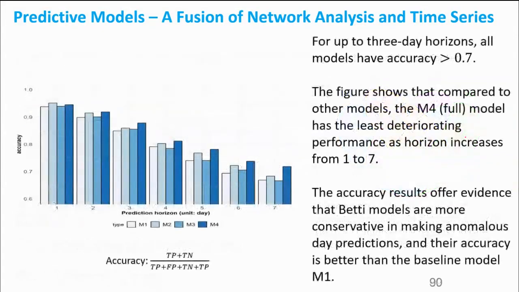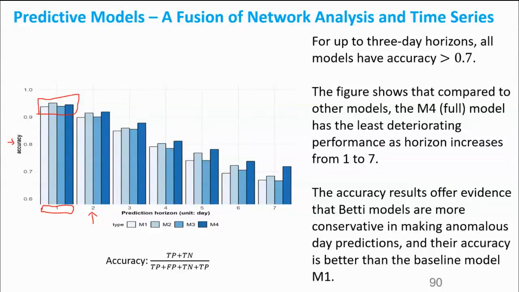For up to 3-day horizons, all the models have more than 70% accuracy. Here in this figure on the left, I am showing you accuracy on the y-axis and the prediction horizon on the x-axis. That means if we are trying to predict the price anomaly of tomorrow, we have a huge accuracy. As the prediction horizon increases, the accuracy becomes lower and lower. Why? Because there is not any signal in the graph of today to predict, for example, a 7-day price anomaly. Activity is important, but activity also has a horizon. You cannot predict too far ahead with today's data.